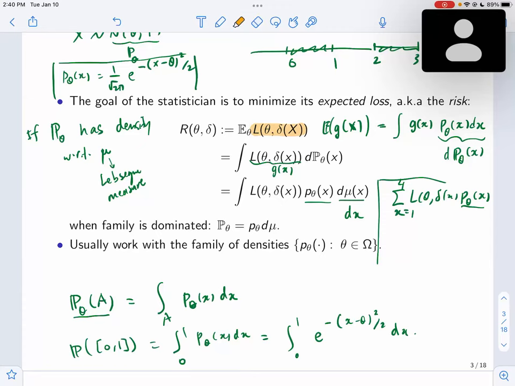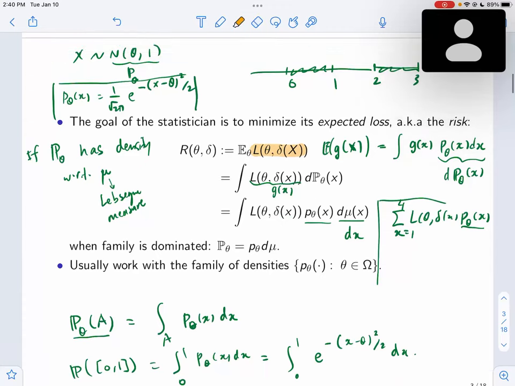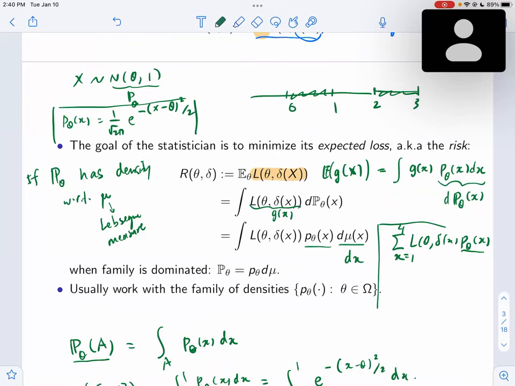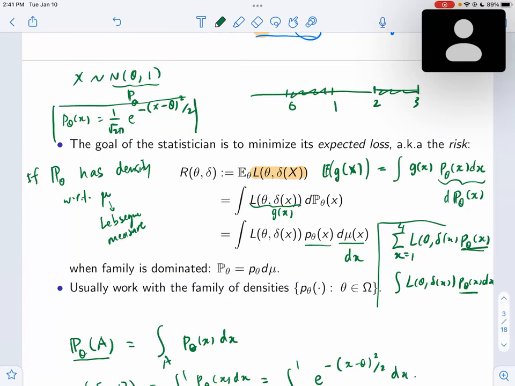This turns out to be a density. In order to avoid writing either this or the integral of L of theta, delta x, p theta of x dx, note that p theta of x here has a different meaning. One is a density, the other is a probability mass function. But if you write it like this, it takes care of both cases. If the random variable is discrete, it has a density with respect to the counting measure, and this probability mass function is the density with respect to the counting measure. But none of this is important.